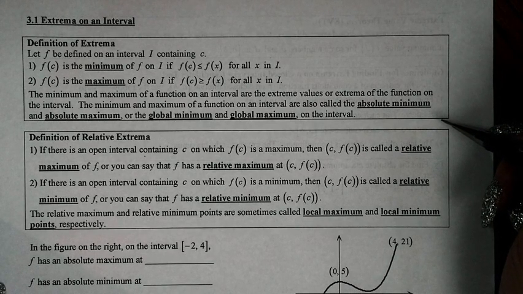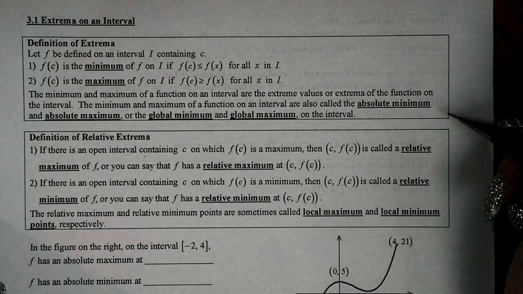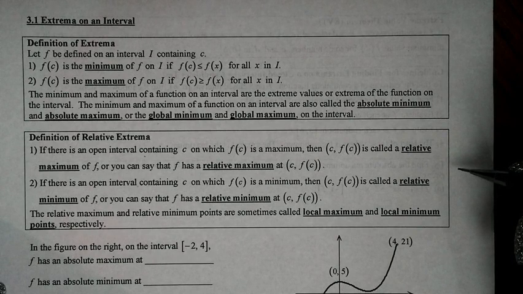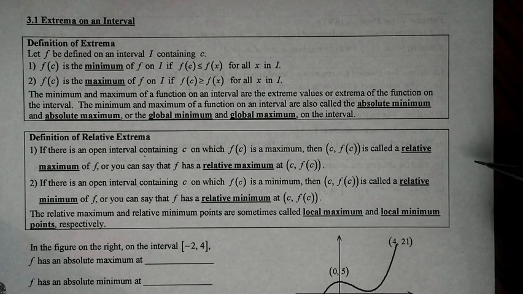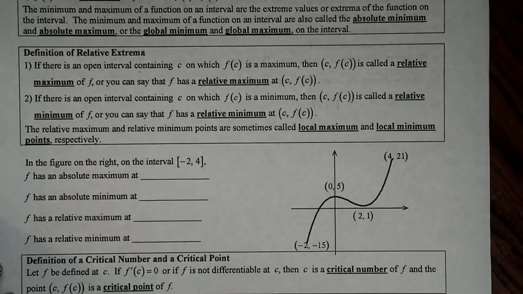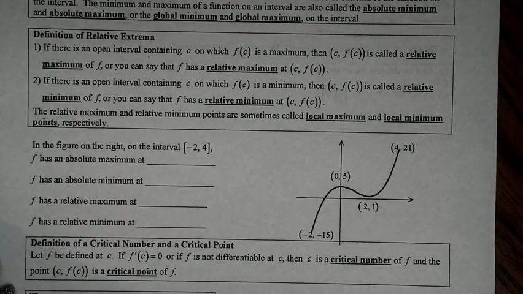Similarly, if there's an open interval containing c on which f of c is a minimum, then the point c, f of c is called the relative minimum of f, or you can say that f has a relative minimum at the point c, f of c. The relative maximum and relative minimum points are sometimes called the local max and local min points respectively. So let's look at an example here, and you can see that it's pretty straightforward.